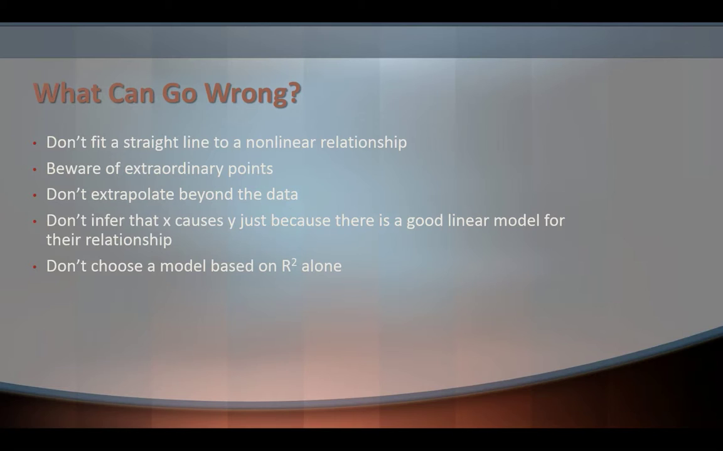Don't infer that X causes Y just because there's a good linear model for the relationship. So again, this goes against everything that you say in your mind. You think, oh yeah, because X is doing this, that's what's causing Y to be this way. And you can't do that, because there's actually, like I said, other variables that go into X and Y being what they are, and it's not just X is changing or Y is changing. Don't choose a model based on R squared alone. So you have to look at all of it. You can't just look at one part of the model.